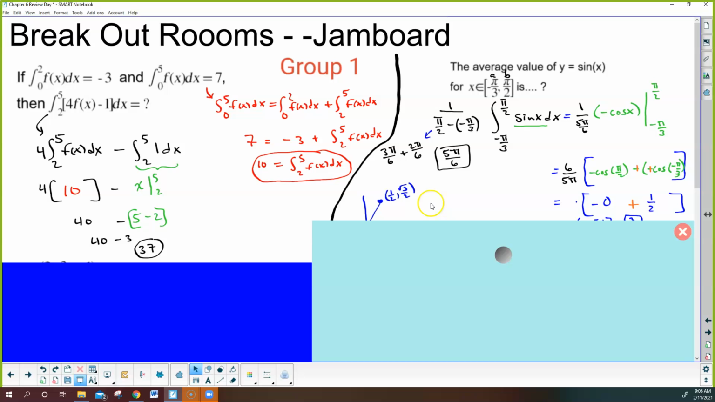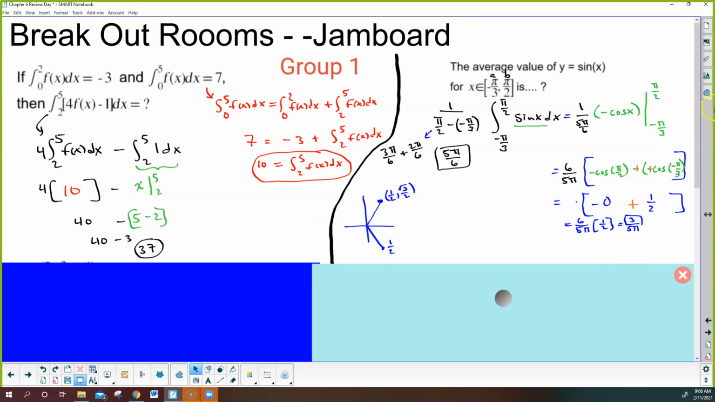If you need to, I did some little side work here, but I know that the cosine of pi over 2 is 0, so negative 0 is still 0. Cosine of negative pi over 3 is 1/2, and I kind of showed that right here with the unit circle. Or you can set up your triangle, but negative pi over 3 is just reflecting over, and the x value doesn't change, so it's still 1/2.